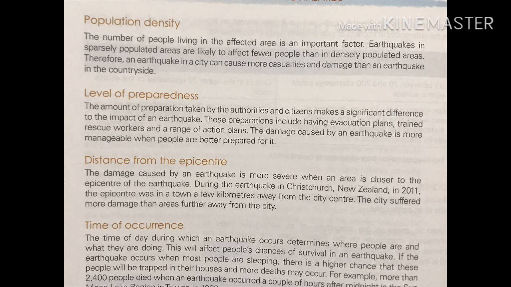Very briefly, population density refers to the number of people who are living in the area. So the higher it is, the higher the chance that more people get hurt in the earthquake. Level of preparedness refers to how ready you are to deal with an earthquake when it happens. If the population is very prepared for it, the likelihood of them surviving or minimizing the amount of damage or death is going to be a lot higher as well. So level of preparedness is another important factor.